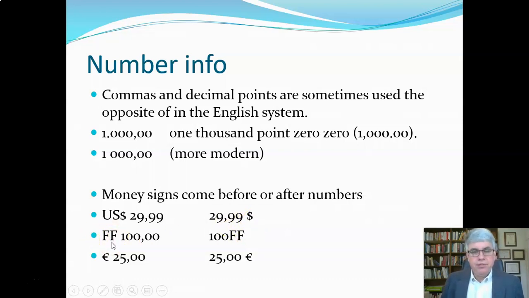The money that they used to use before, I think, about 1998 or so, were the francs, French francs, and the abbreviation was FF. So this would be 100 francs français, 100 French francs. Now they use euros, and it's a C with an equal sign for it. So this would be 25,00 euros, 25.00 euros.